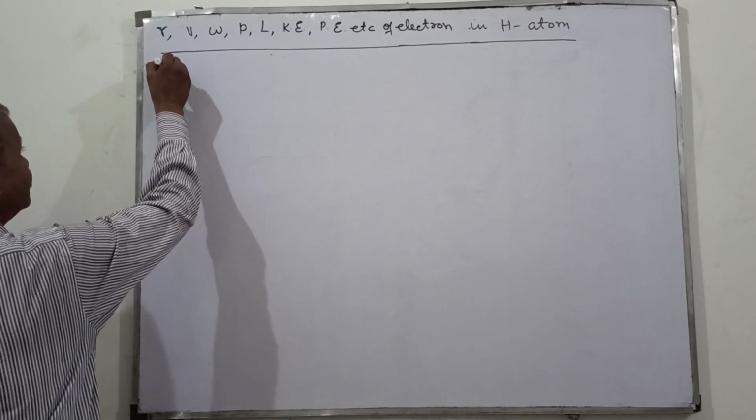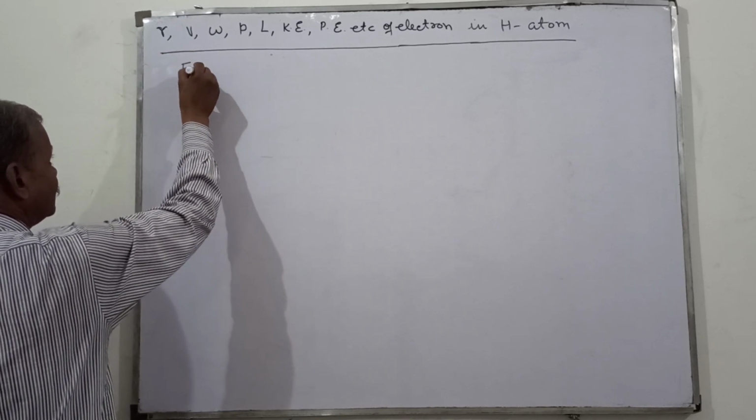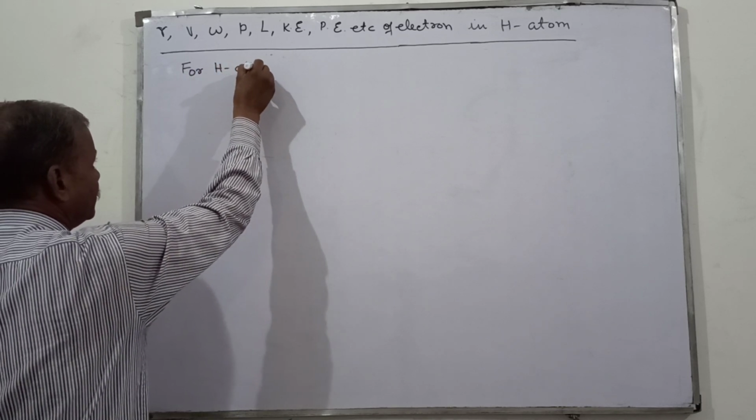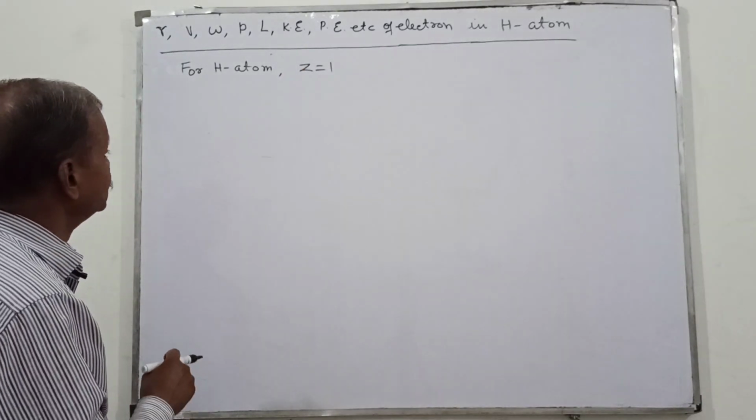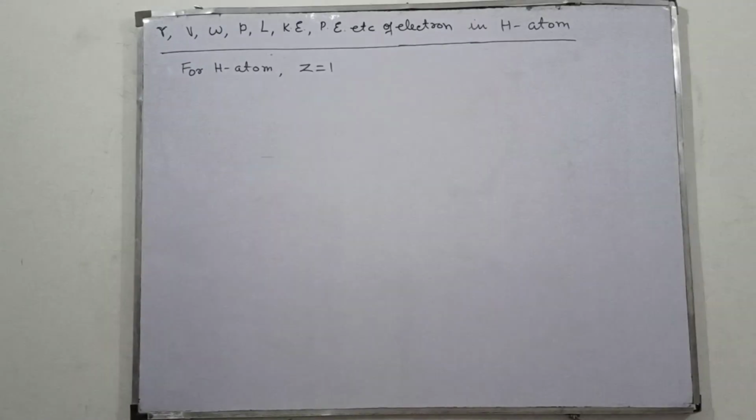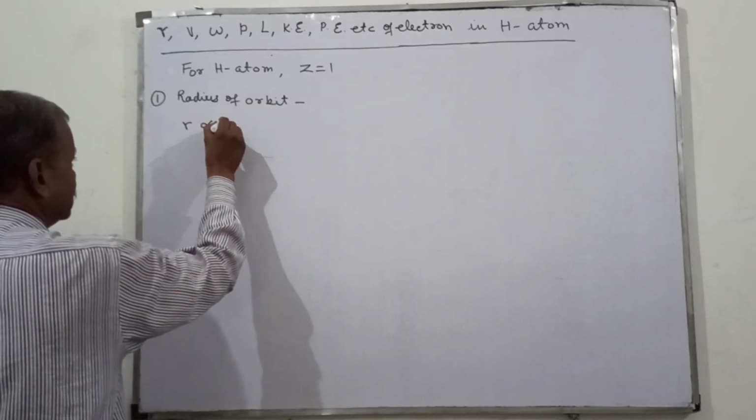So for hydrogen atom, Z equal to 1. The atomic number is 1. So now we are having number 1, the radius of orbit, r is proportional to n square.